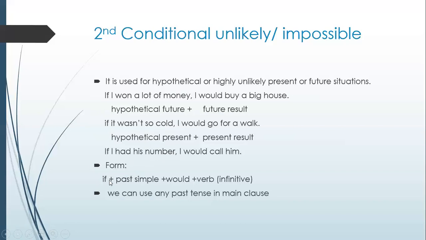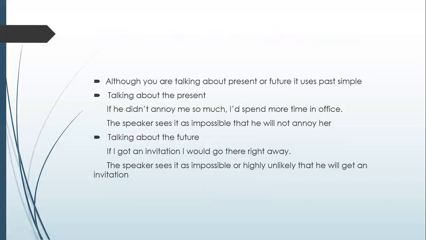Now, what is the form of second conditional? It is if plus past simple, plus would plus verb, which is usually the infinitive. And we can use any past tense in the main clause. Okay, in second conditional, we are talking about present or future, but it uses past simple.